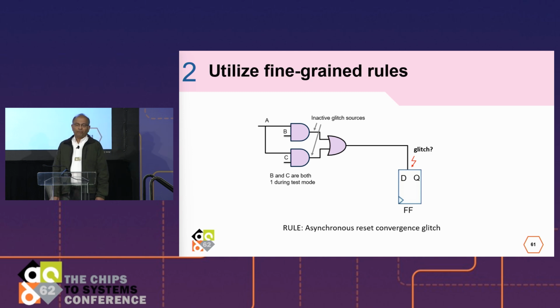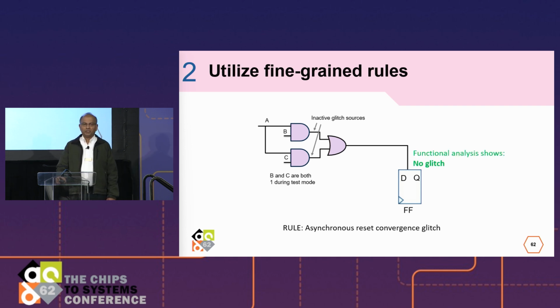Additionally, functional analysis should be judiciously applied to minimize false positives. So no Boolean shackles, we are only judiciously employing functional analysis. For example, when analyzing convergence between two glitch sources, functional analysis shows that there is no reset glitch in this case.